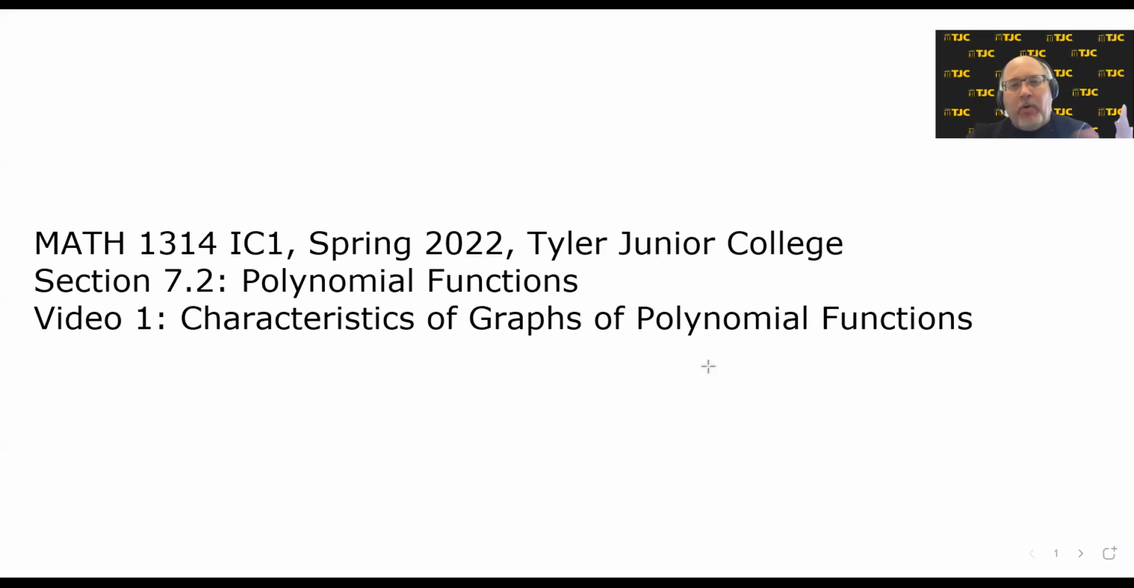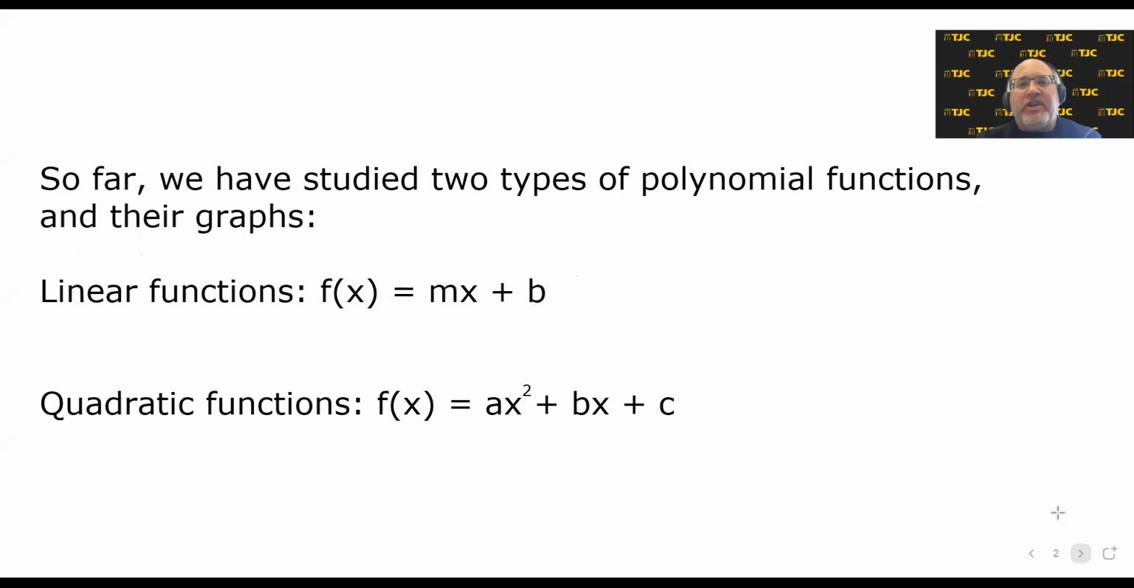Functions. Before we get into the general discussion of polynomial functions, I want to point out that we've actually already discussed some of these, some very specific types of polynomial functions. So far, we've studied two types of polynomial functions and their graphs.